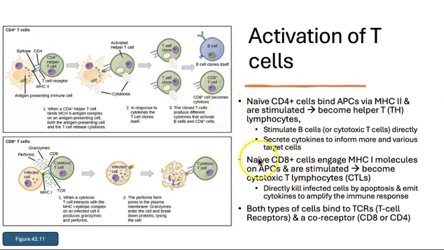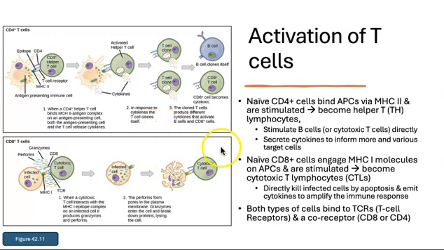Now with our naive CD8 cells, this is going to engage with our MHC1 molecule with the epitope on it, and when it is a match, that killer T cell is going to produce two types of substances. We have our granzymes and perforins. Essentially, the perforins create little openings within the infected cell, and the granzymes go in and cause the cell to apoptose. And then the cytotoxic T cell can also emit some cytokines so that it can amplify the immune response.